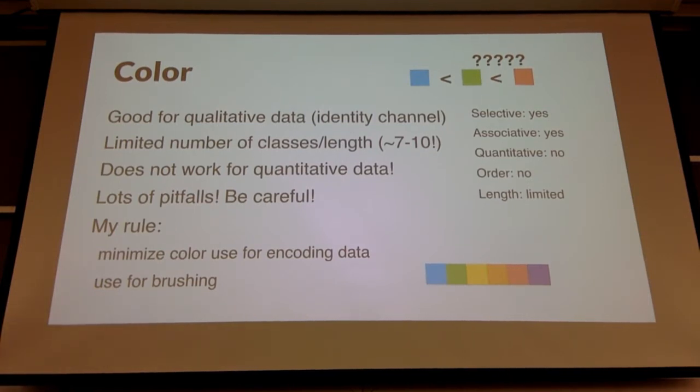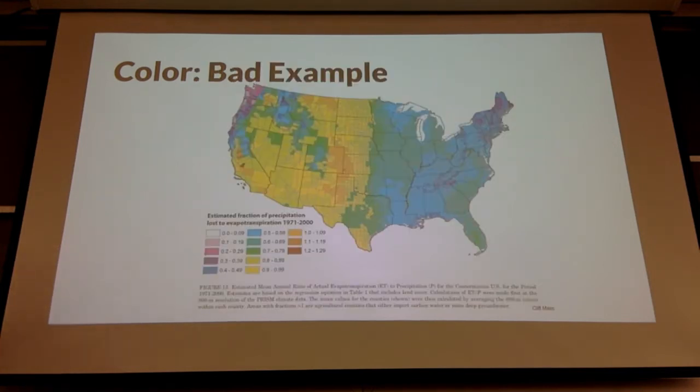And so is it selective? Yes. Is it associative? Yes. Is it quantitative? No, clearly not. It's also not ordered. So the green is not smaller or bigger than yellow. And the length is limited because we have only 7 or 10 classes here.